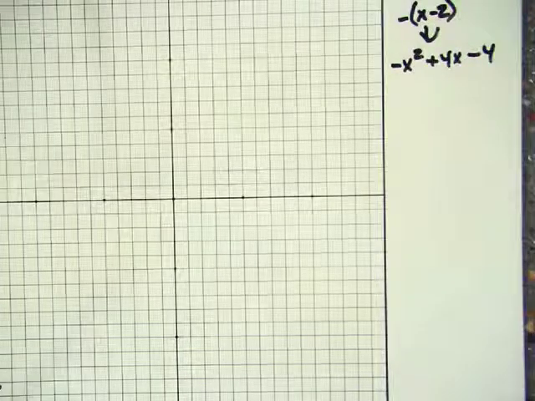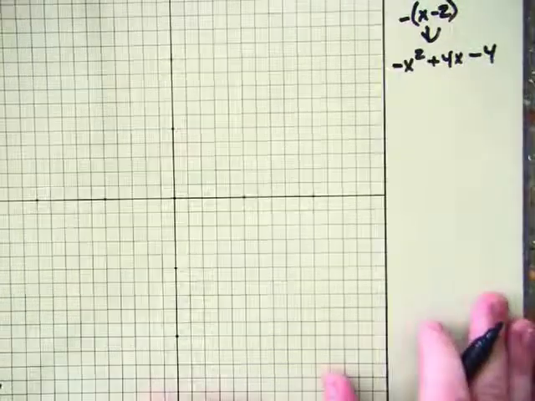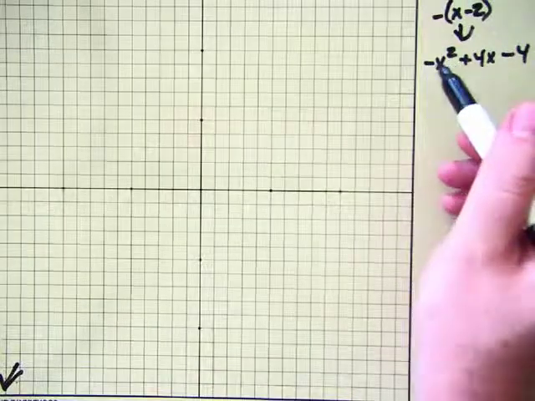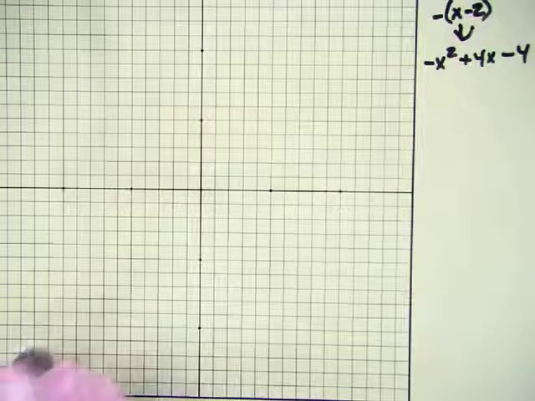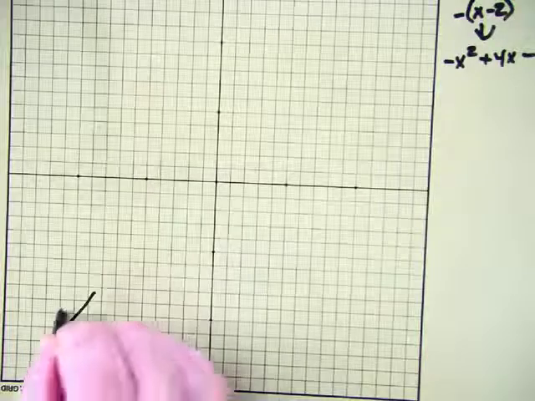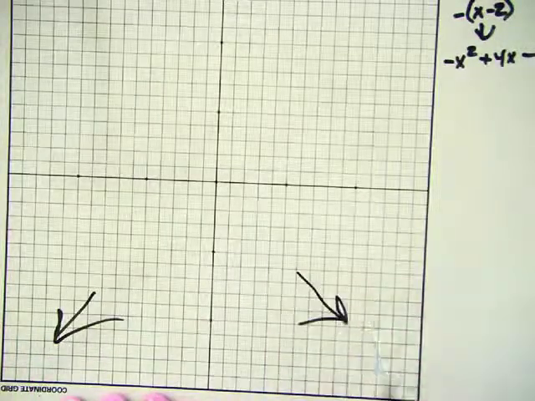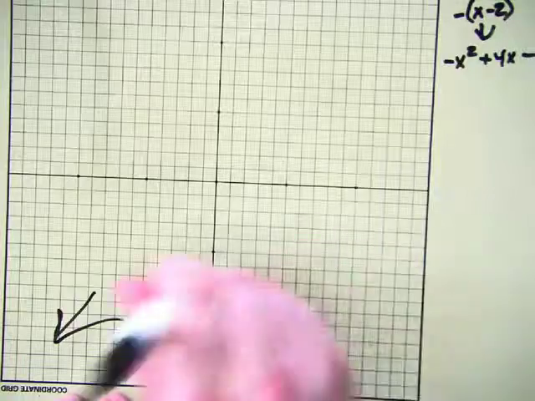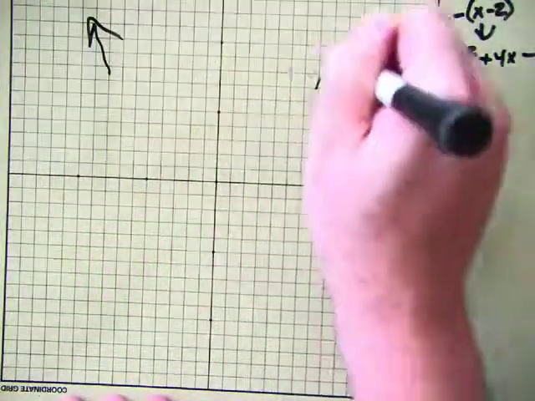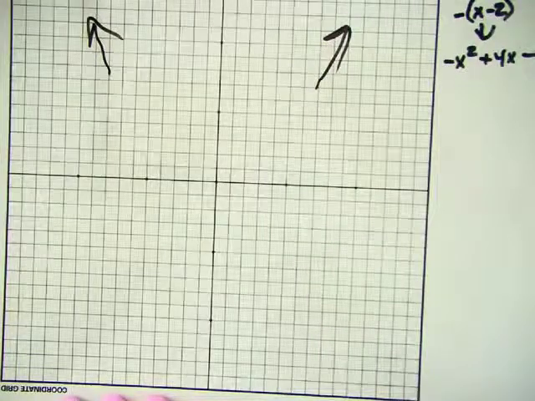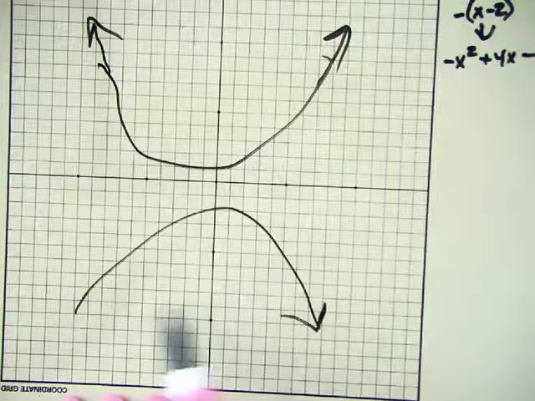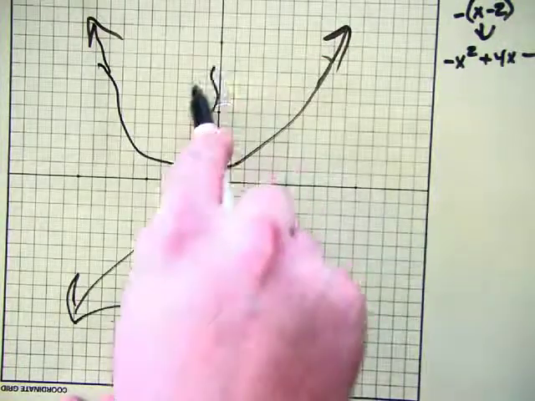Okay, so what do we know about this graph? It's an even degree, which means both ends are going to go in the same direction. So it's either going to come down here and here if it's negative, or end up here and here if it's positive. Positive is happy, so you make a happy smiley face. Negative is frowny.